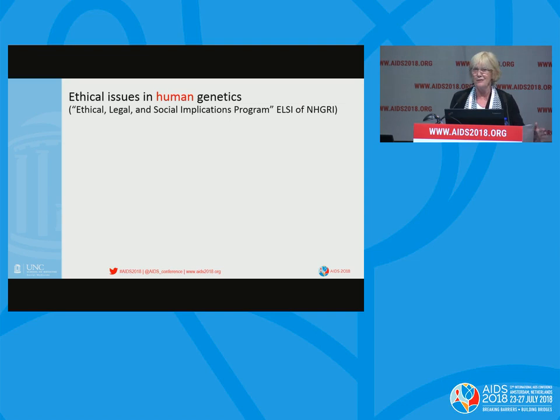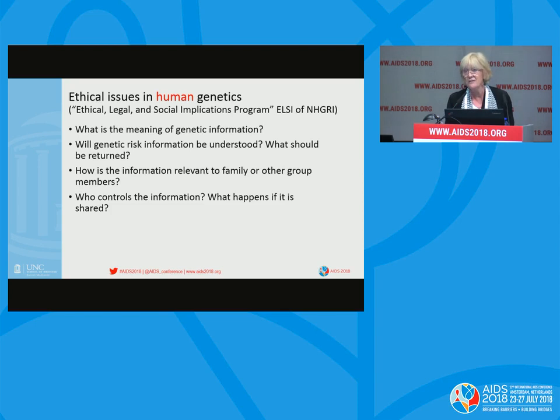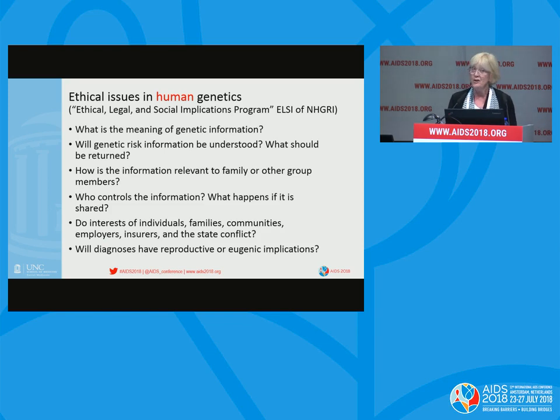Because there must be a lot of overlaps in things we've worked on and the things that we're so keen on, and this is a lot of the research that I do. So the meaning of genetic information, will genetic risk be understood? What really should be returned or not? How's information relevant to family or other group members? Who controls that information? What happens if it's shared? And implications for employers, insurers, and the state, as well as the people I've already described. And then finally, for human genomics, will diagnoses have reproductive or eugenic implications?